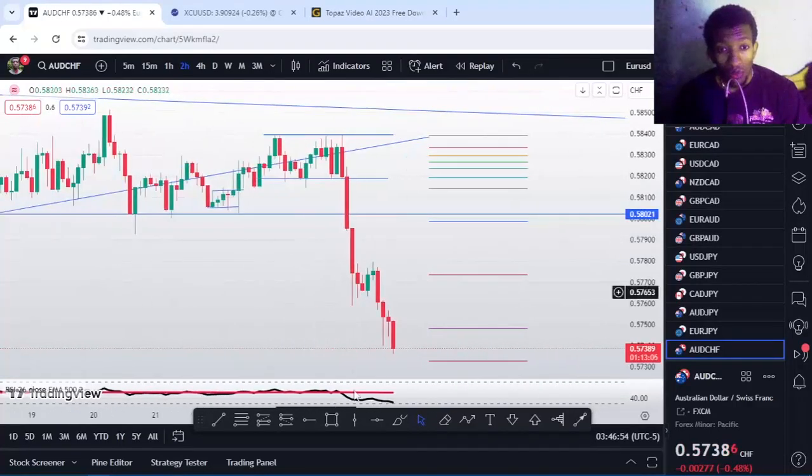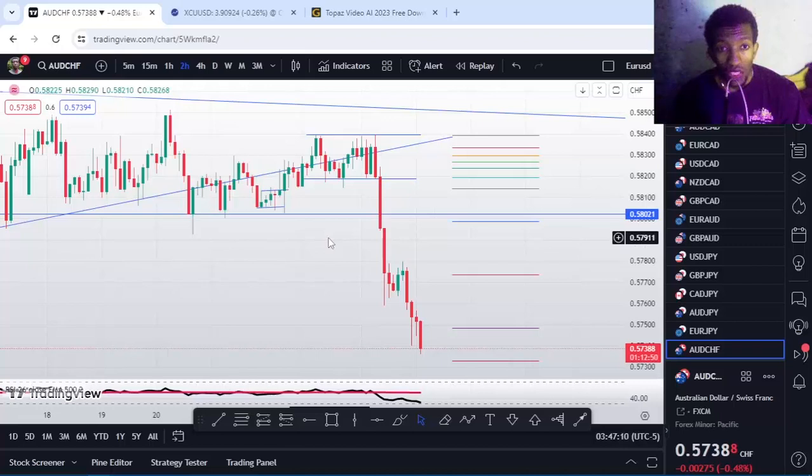And we put our take profit by measuring from here to here where the price broke. This candle is our TP. You can let the other TPs run.